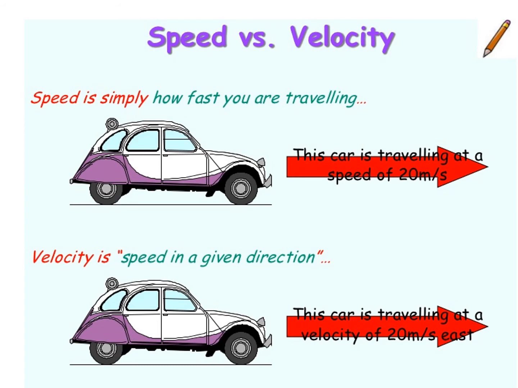Alright, so what is velocity? What is velocity compared to speed? Speed is how fast you're traveling, right, compared to your time. So the car is traveling at a speed of, for example, 20 meters per second. But velocity has two parts, so it's speed and direction.